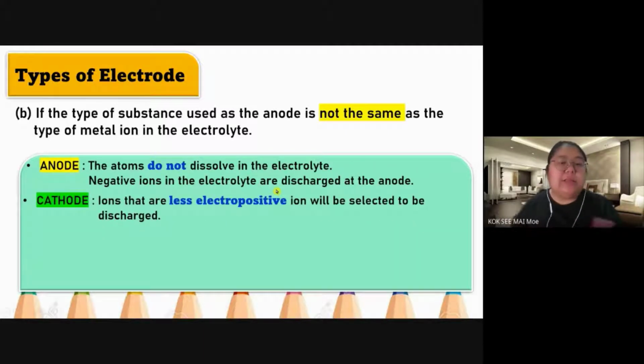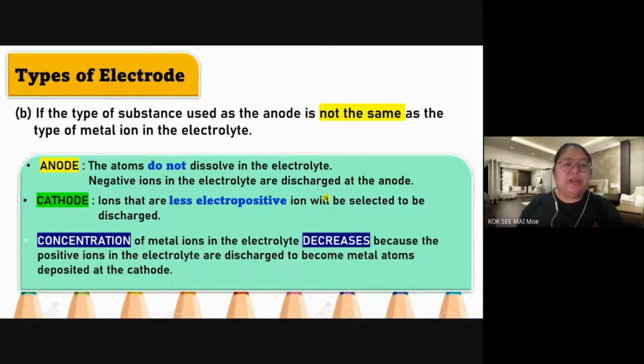For the cathode, still the same. The ions that are less electropositive will discharge. Then after that they are deposited at the cathode, so it becomes thicker. For this situation, the concentration will drop. Why? Because both discharge, the anode also discharges and the cathode also discharges. Finally, what happened to the electrolyte? The concentration drops. Because both take in, one absorbs, the other also absorbs. They never release.